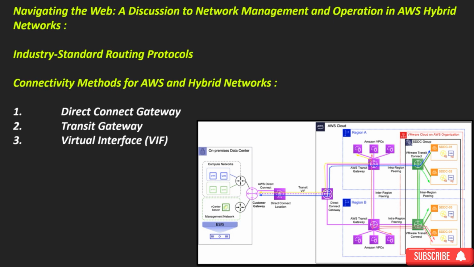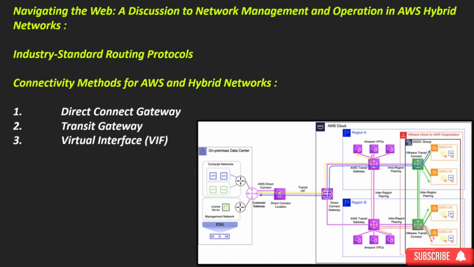And we will explore the key elements required for successful network management, including industry standard routing protocols, connectivity methods, limitations, access methods, and communication patterns. Everything we need to discuss now. The first point is the industry standard routing protocols. Routing protocols are the backbone of any type of network, determining how data travels from a source to a destination.